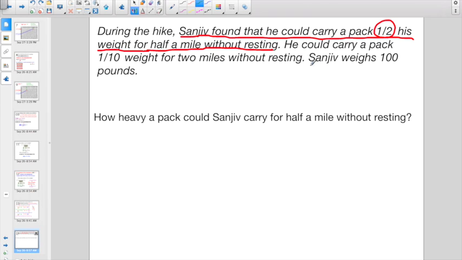Well, we have to go down to the third sentence to find out that Sanjeev weighs 100 pounds. So you have to think, 1/2 of 100 pounds. If the numerator's 1, all you have to do is divide by the denominator. 100 divided by 2 equals what? Well, division and multiplication are inverse operations. What times 2 equals 100? If you still can't figure that out, do the cover up the 0 trick.